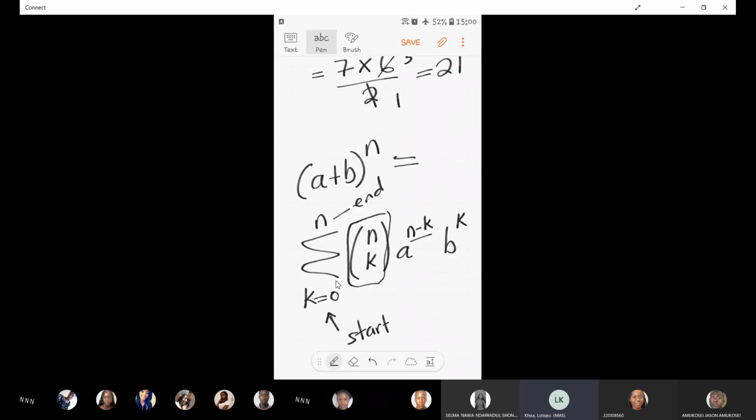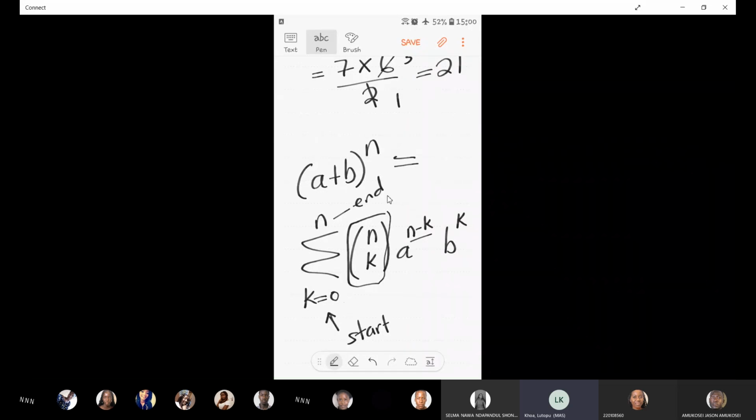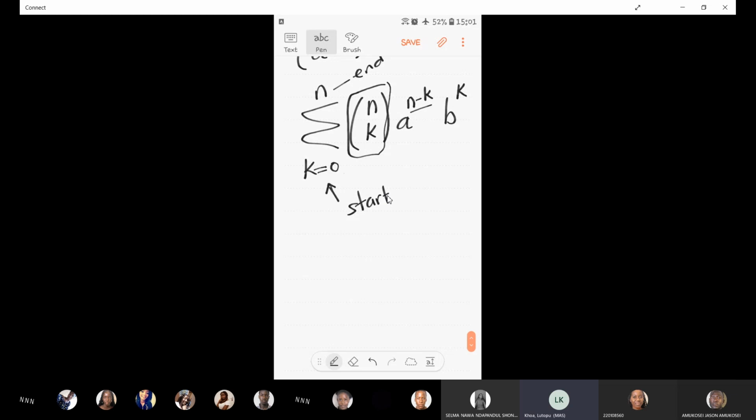So what I would like you to do is try and write this expansion, maybe put a number over here, or try and use this formula to work out (x plus y) to the power of 5. So here my n is equal to 5. k will be 0, 1, 2, 3, 4, and 5. So try and use this formula to expand that.